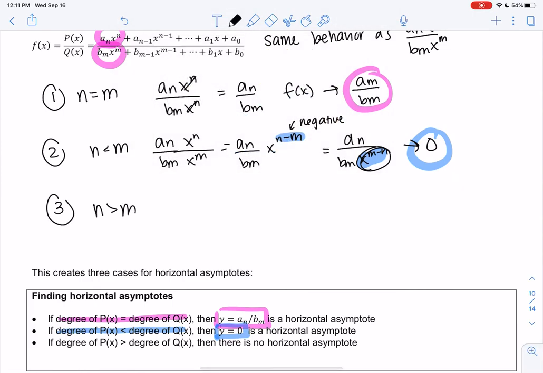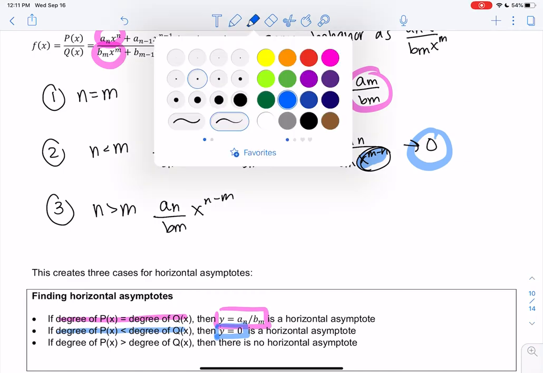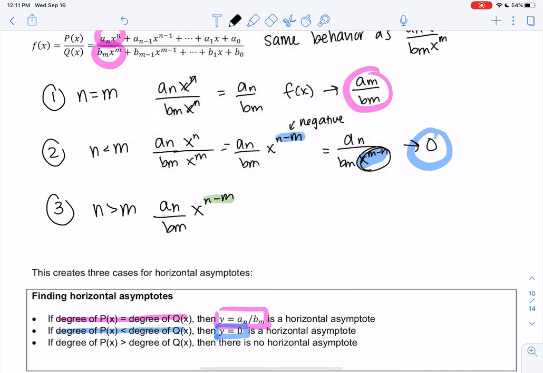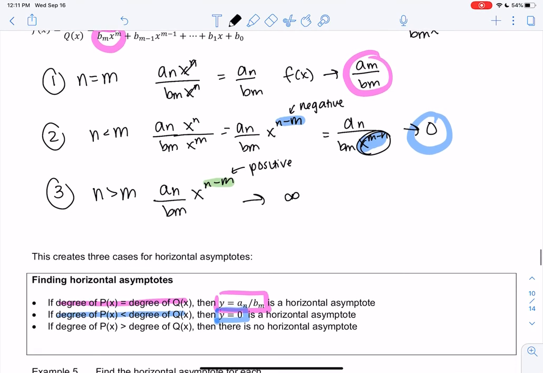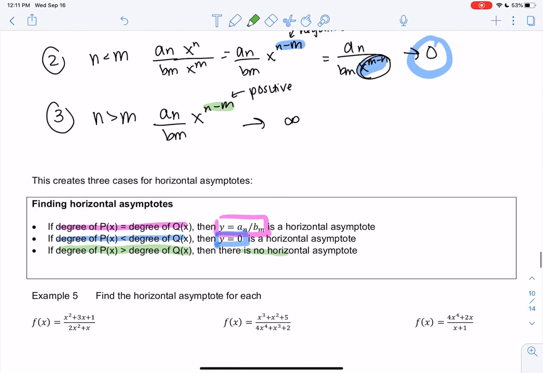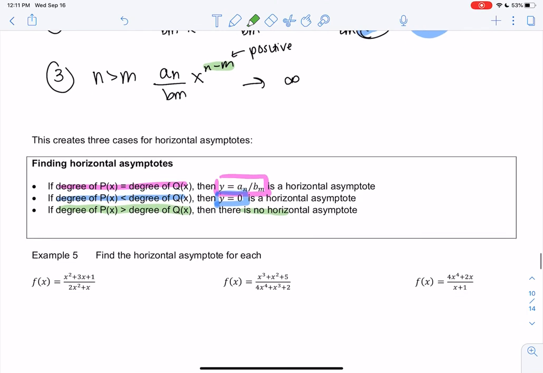And then the last example is the opposite. So n is bigger than m. So n minus m would be a positive power now. And we're plugging in really big numbers of x's. So this is actually just going to really big powers. So this is going to infinity, which means there is no asymptote. And let's do examples with numbers, and I think it gets easier. It'll be less vague with numbers.